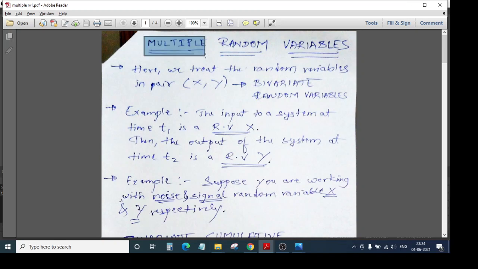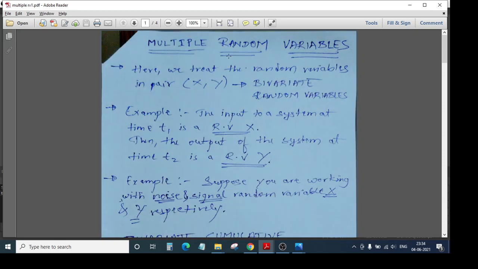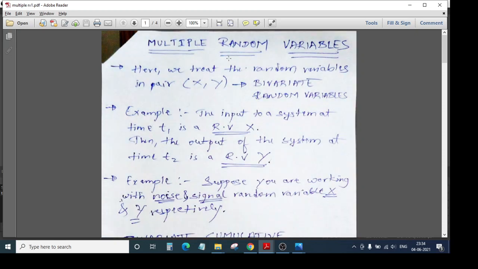Okay. So single random variables, friends, you have already seen various things regarding single random variables. You have seen how to find its PDF, how to find its CDF, and their various properties, as well as mean, expectation, variance. All those things have been discussed in the previous classes. Today we'll move ahead and touch upon multiple random variables.